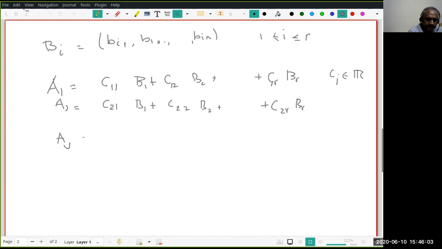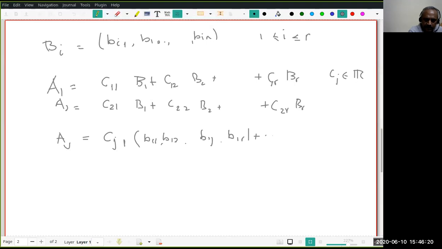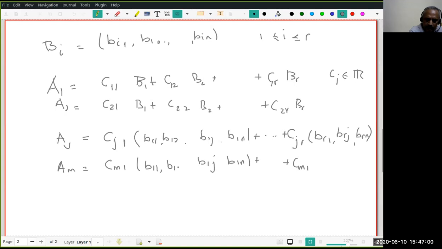And a_j will be c_j1 times b_1. Let me write b_1 as b_11, b_12, b_1j, up to b_1n, plus dot dot dot plus c_jr times b_r, which is b_r1, b_rj, b_rn. This is n. Do you accept it? And what will be my a_m? The same way. This will be c_m1 times b_11, b_1j, b_1n, plus dot dot dot plus c_mr times b_r1, b_rj, b_rn.